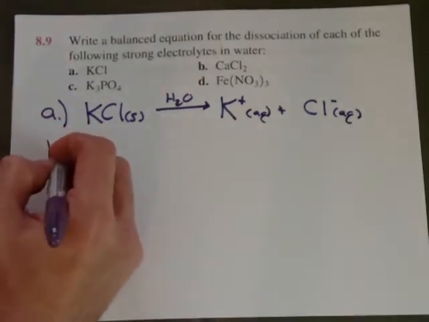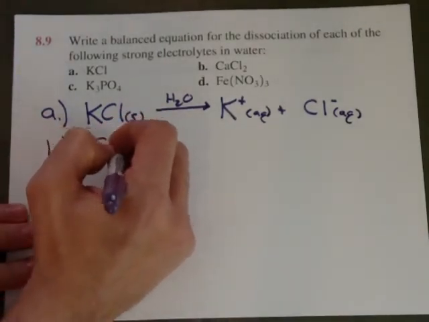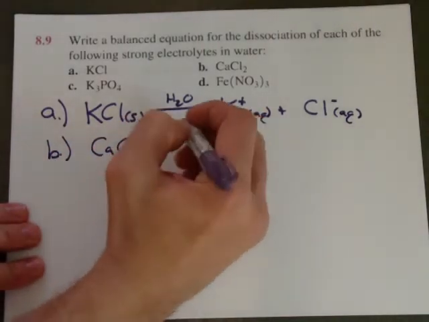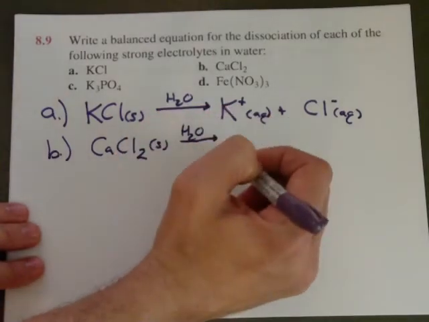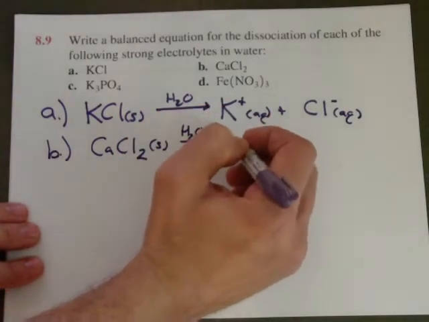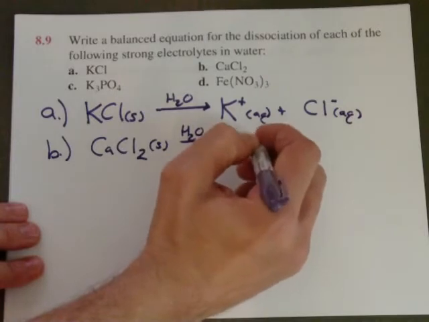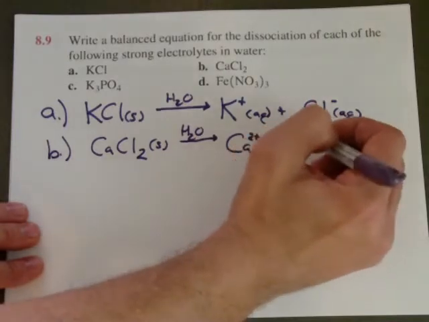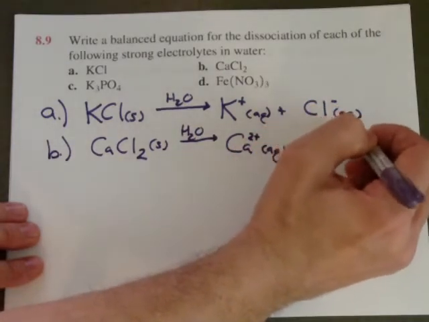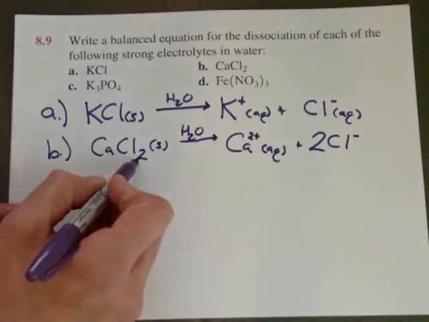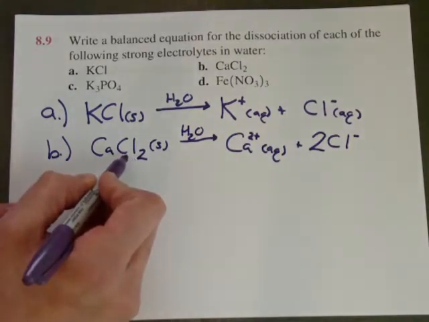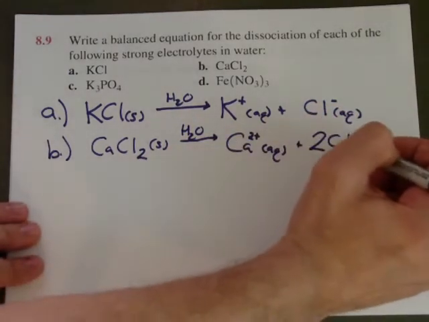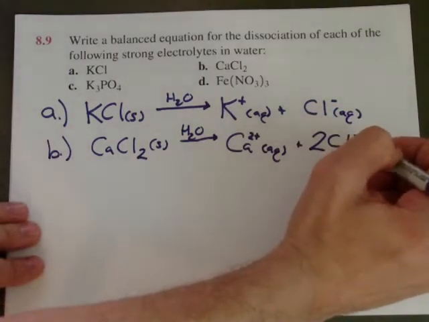B. So for B, we have calcium chloride, solid, and again, these are all strong electrolytes, all going to dissolve and completely dissociate in the water. Calcium is a group 2 metal, so it's going to want to become a positive 2 charge. And then we're going to have 2 Cl minuses, all right? Because the 2 means that we have 2 chlorines in this compound, and so when it dissociates, it's going to form 2 chloride ions.